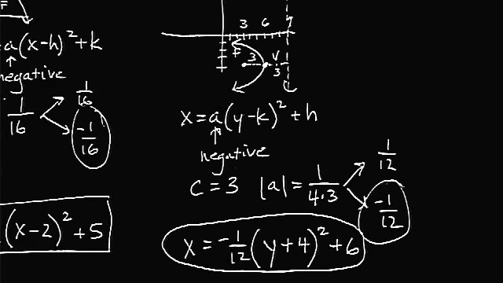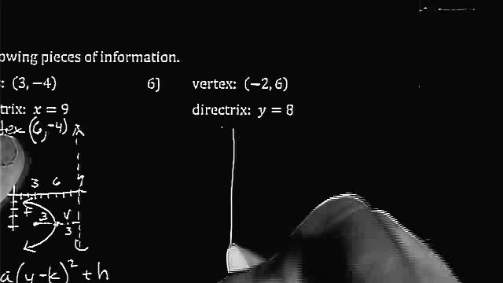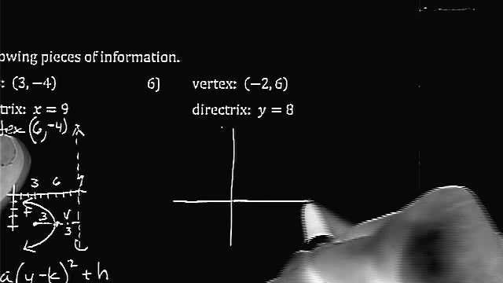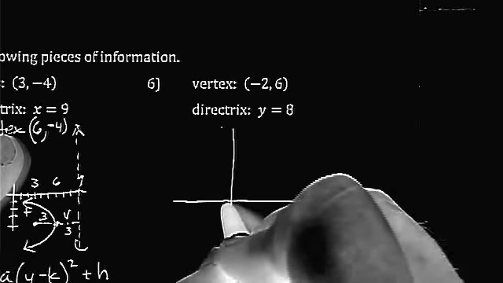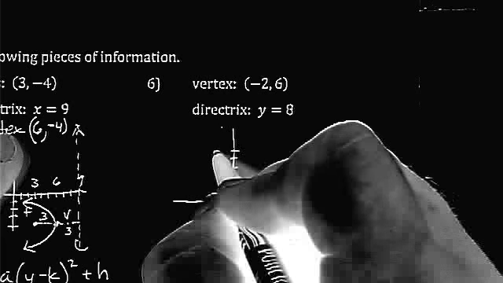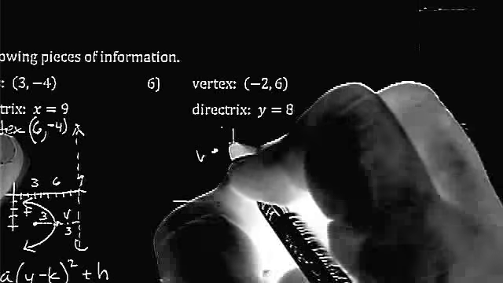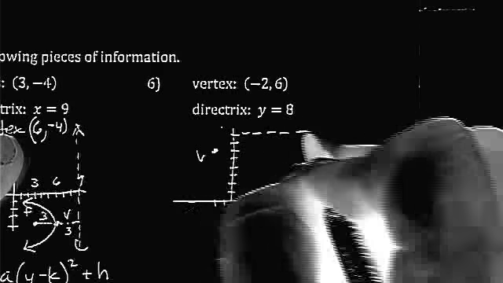Okay, one more problem here. Vertex is at -2, 6. So -2, 6, that's the vertex. Directrix is at y equals 8.